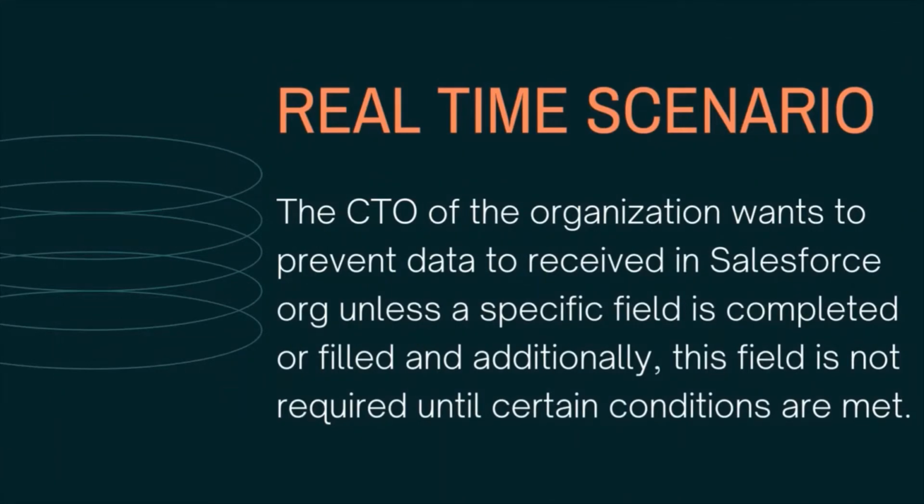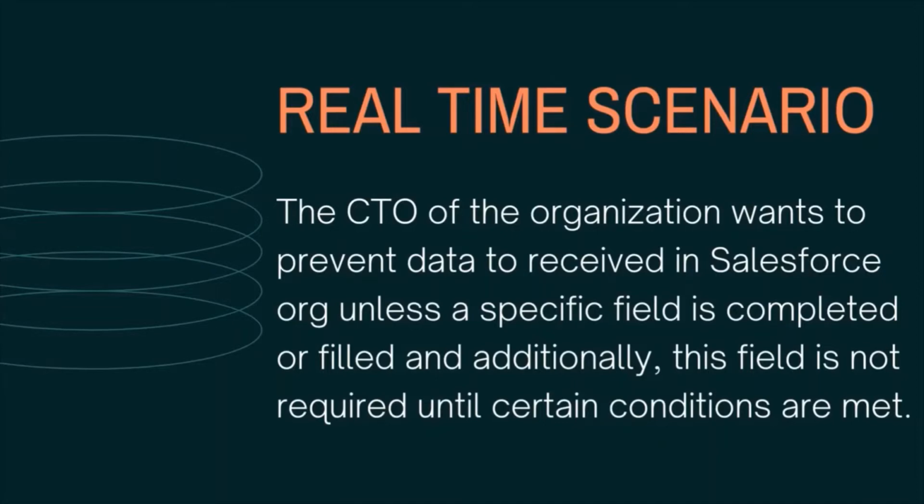Let's take a simple example. The CTO of the organization wants to prevent data from being received in the Salesforce org unless a specific field is completed or filled, and additionally, this field is not required until certain conditions are met. So you have an object, and whenever a user creates a record, there are some conditions that need to be met first before saving that record.